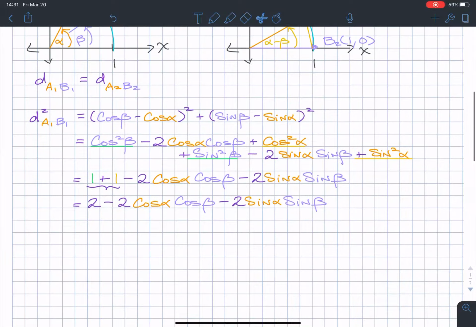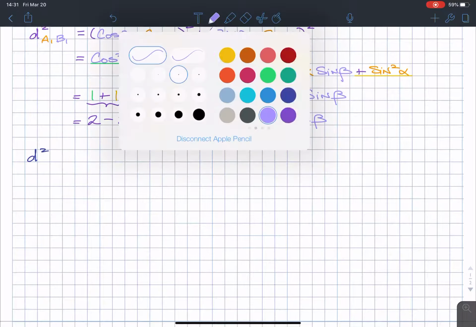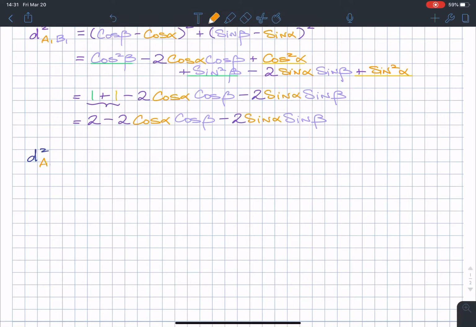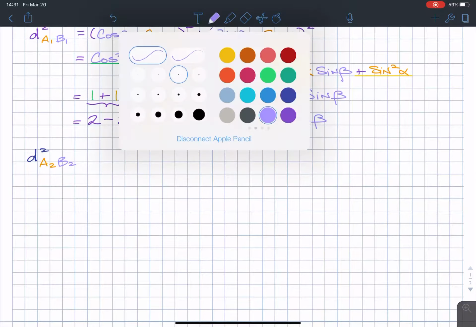Now let's consider the distance, and you know what, I'd like to change the color here, just so I know I'm using different, let's call this blue. Now let's do the distance squared between A sub 2 and B sub 2, which of course I know will be the same distance when all is said and done.